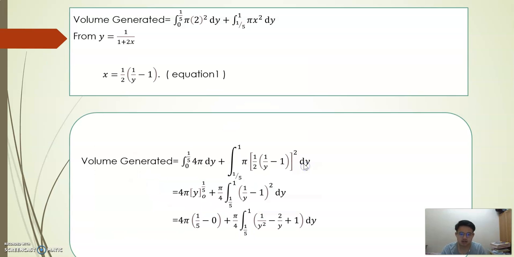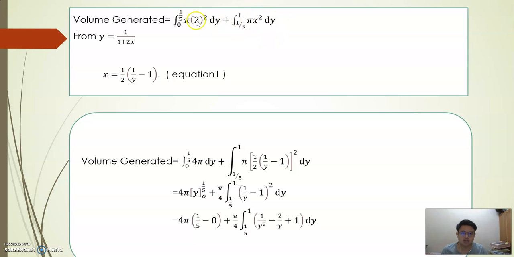So let's go through our topic. The volume of the solid generated, the general formula is the integral of pi x squared dy. This is the general formula. Because just now we split it into two parts, this part is for the region rectangle OABC, and this is for the region BCD.